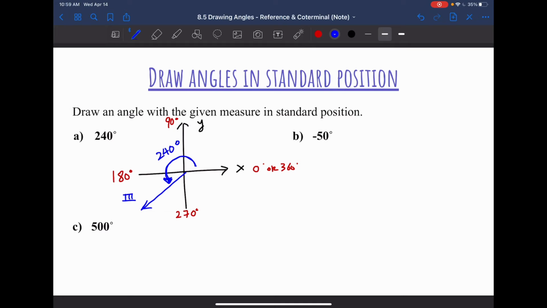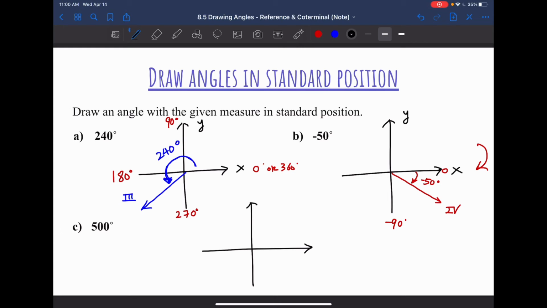Let's do a negative number, negative 50 degrees. So I still have X and Y. For negative, you're going in a different direction, clockwise. So it's a 0 right here. This is negative 90 degrees, if you remember. Negative 50 is supposed to be in between 0 and negative 90, right? So it's somewhere here. Okay, it's actually in the fourth quadrant. Good, negative 50.